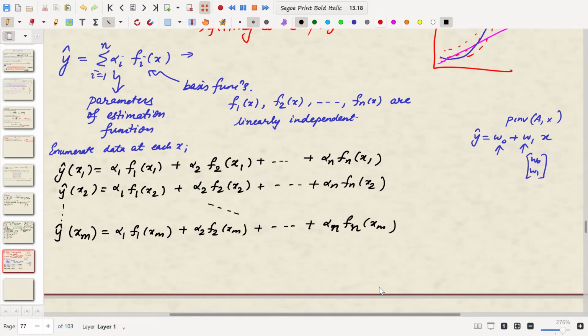How about I gather all these y caps into a matrix. And there is a matrix multiplication, alpha 1, alpha 2, alpha n, and it is being multiplied by f1 x1, f2 x1, and fn x1, and so on. Now can we write it in matrix format? How can we write? Tell me. I'm going to the next slide.